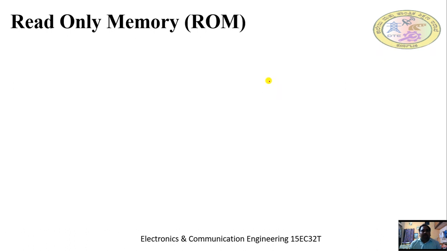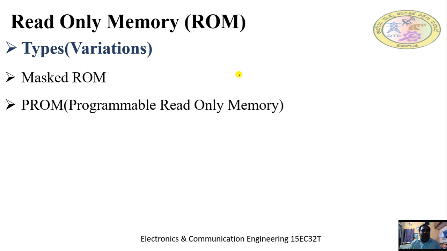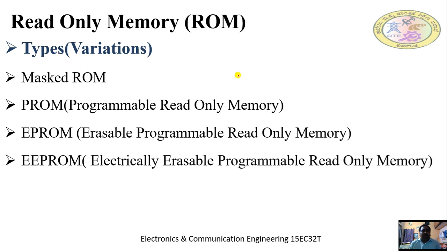Now we shall see the different variations, or the different types of ROMs that are available in the market nowadays. The very first version is the masked ROM. The second one is PROM, which is abbreviated as programmable read-only memory. The next version is EPROM, that is erasable programmable read-only memory. And the fourth version is EEPROM, which is electrically erasable programmable read-only memory.